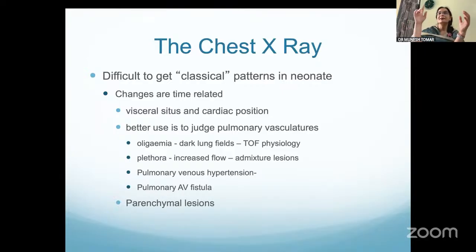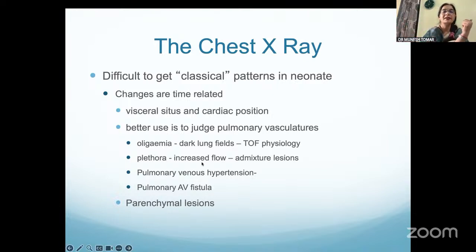You won't get the rib notching for coarctation in the newborn period. So X-ray changes are time-taking changes. Still, X-ray will guide you whether you are dealing with a serious congenital cyanotic heart disease. That will definitely tell you; a milder or moderate type of category you may miss on the chest X-ray.